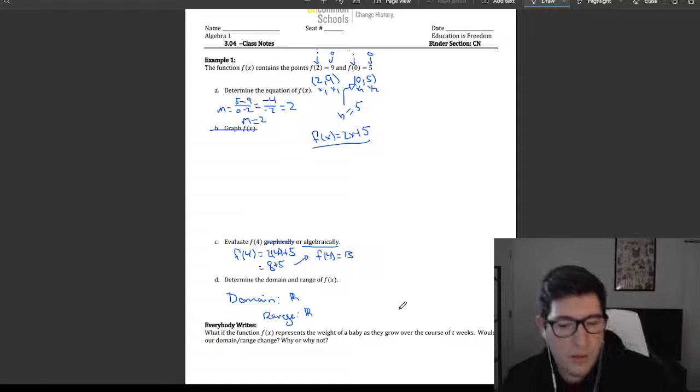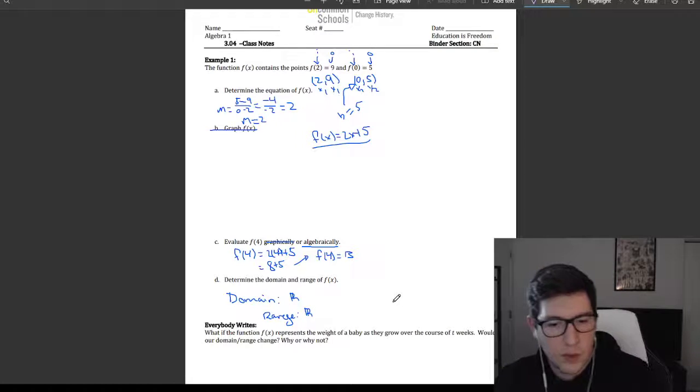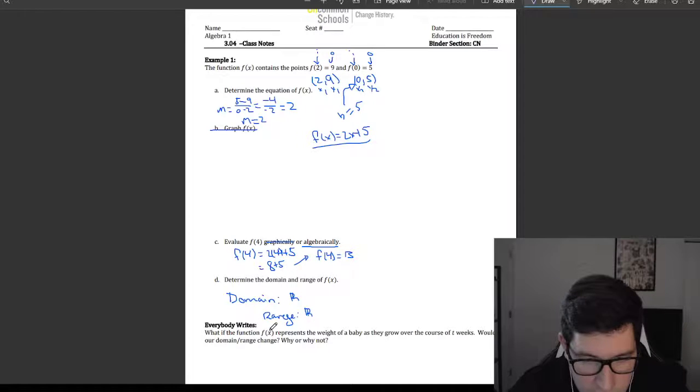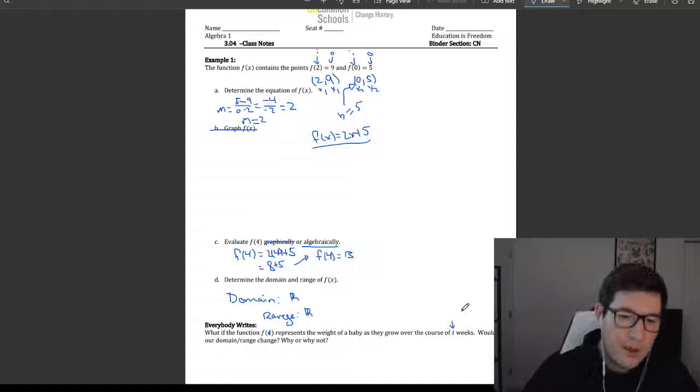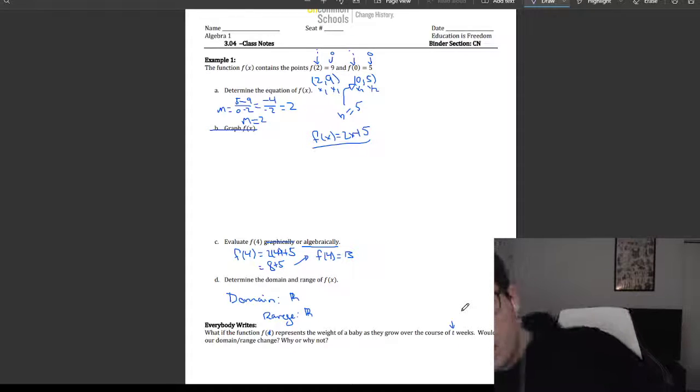And so down in our everybody writes section, we have just one follow-up question. It says, what if the function f of x represents the weight of a baby as they grow over the course of t weeks? Would our domain and range change? Why or why not? Right, so there is admittedly a slight typo. This should be a t, so it should be f of t, because we have t weeks. But we're being asked, when given context, does this actually change our domain and our range?